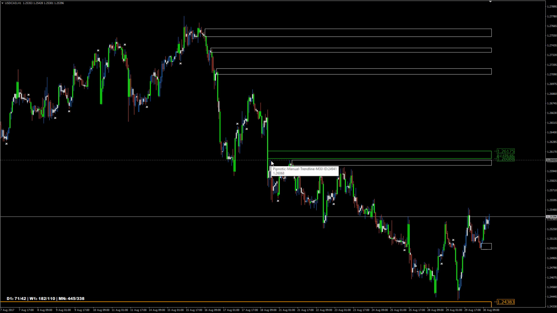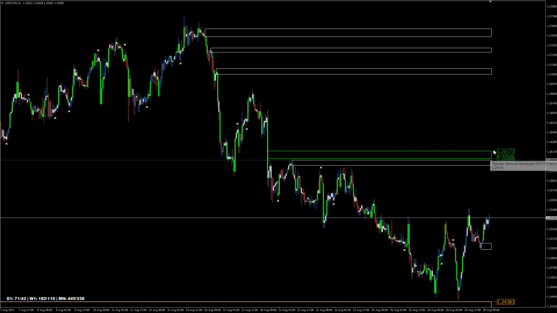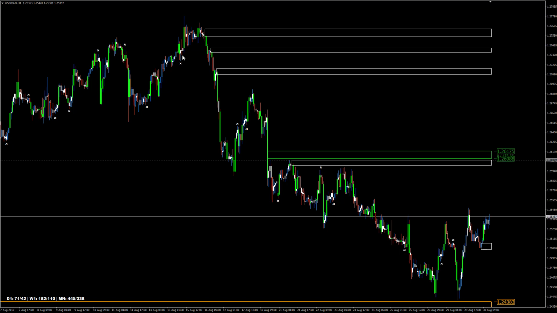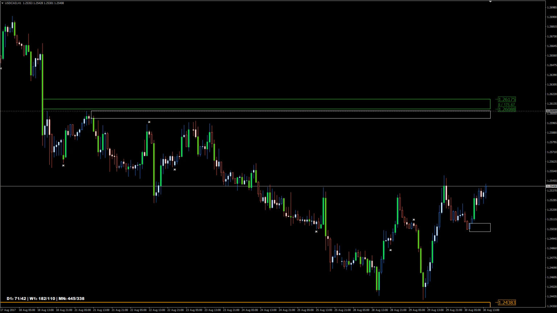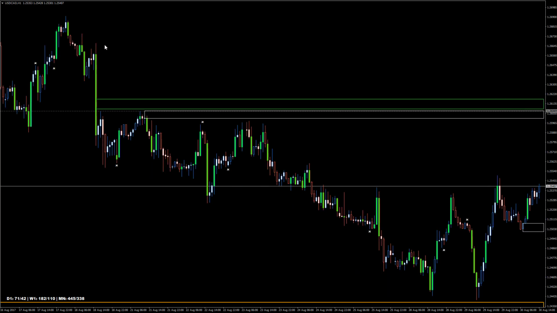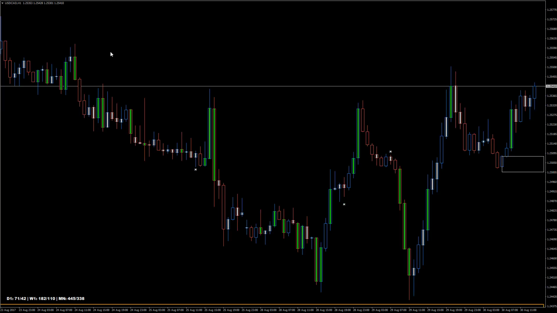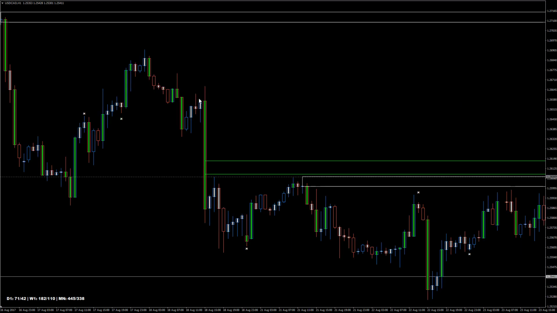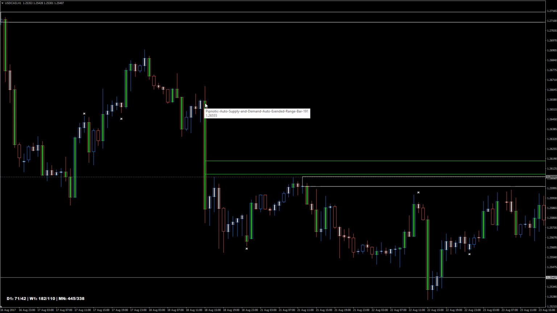You could argue that this has been tested once, twice, which would lower the probability of this trade working out. If your assessment results in you thinking that this is a tested area of supply, which technically speaking it is, then that should bring your attention to this area just here. And then you would perform your analysis of the area. Sorry, jumping around, let me find the area. Good. So this is the candle that left.